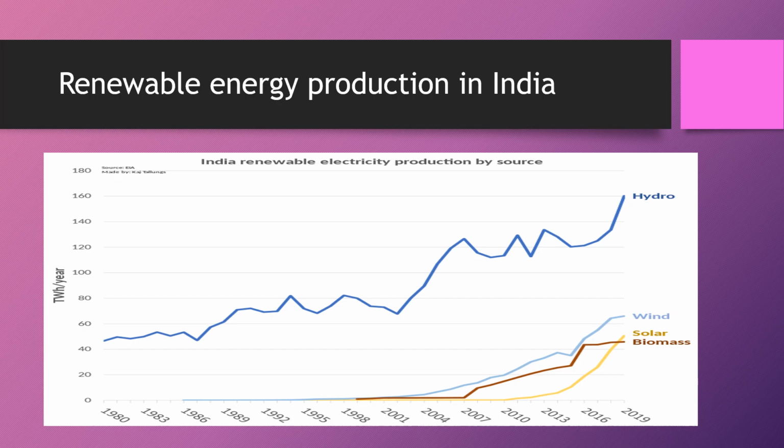Hydro energy increased from 42 terawatt hour to 160 terawatt hour. Wind energy increased from 0 terawatt hour to 62 terawatt hour. Solar energy has increased from 0 terawatt hour to 43 terawatt hour. Biomass energy has increased from 0 terawatt hour to 41 terawatt hour. This shows how India has developed over the years in the field of renewable energy production.